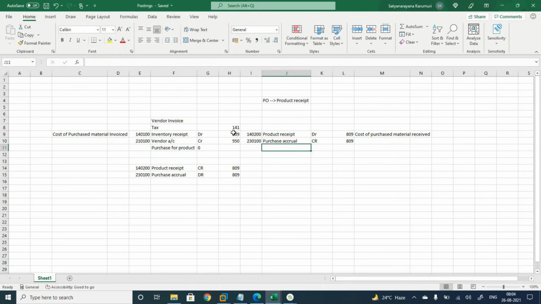It is most important. In the same manner, sales also I will show you how it is impacting. Temporary postings at the time of sales. At the time of packing slip, temporary postings will be updated.